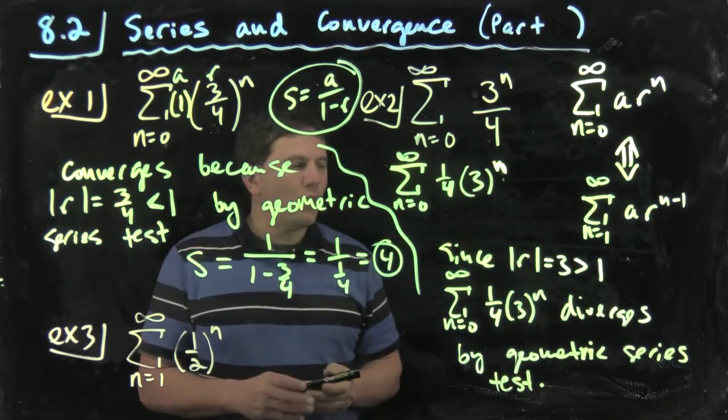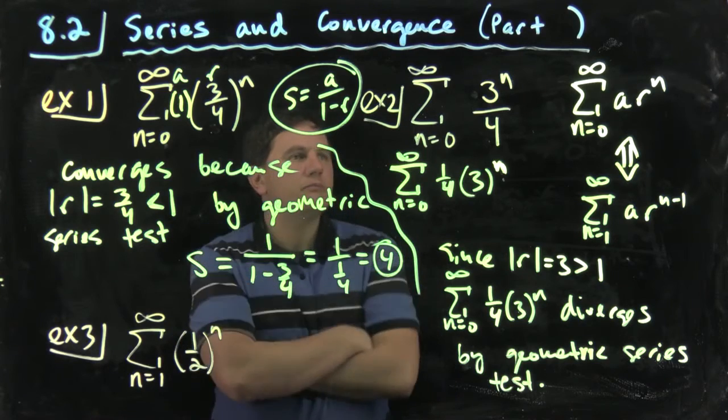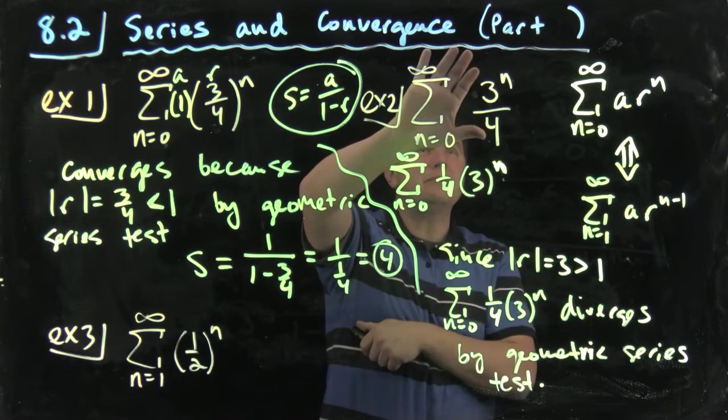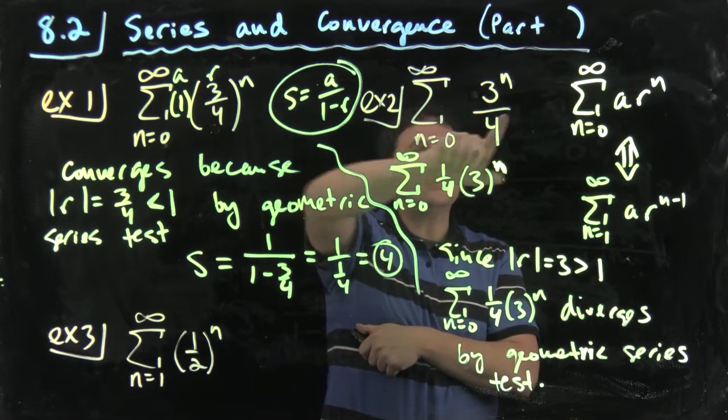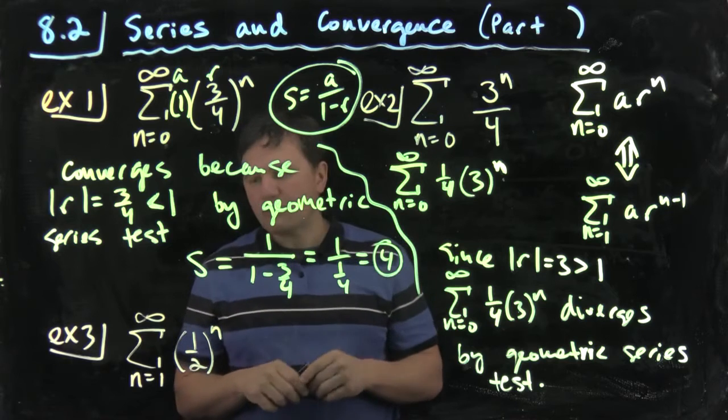Okay, so that's it. Oh, by the way, if a series diverges by geometric series test, it would also diverge by nth term. I want to point out that if I took the limit of this to infinity, I would get infinity. That's not equal to 0, so it would diverge by nth term as well.